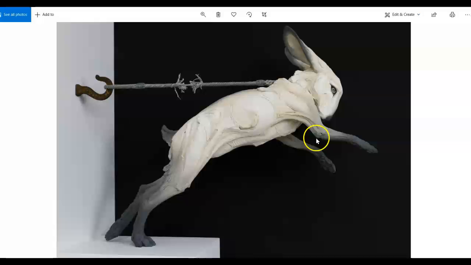Here's one of her pieces when it's finished. They're really interesting. Animals representing human relationships, obviously. Well, not obviously, but they do.